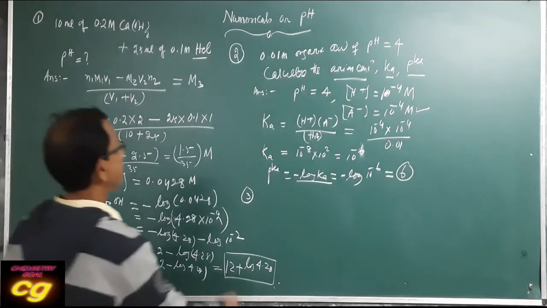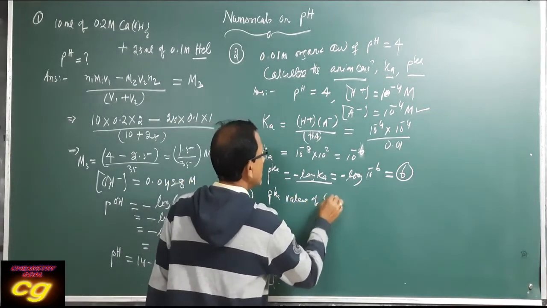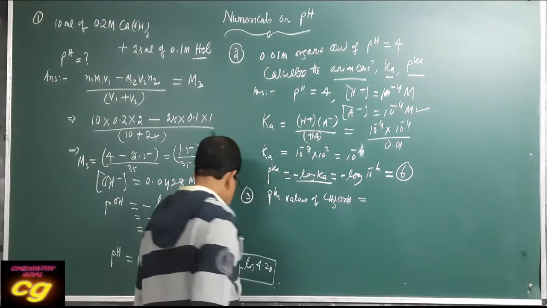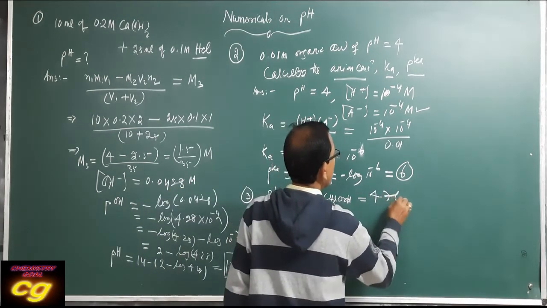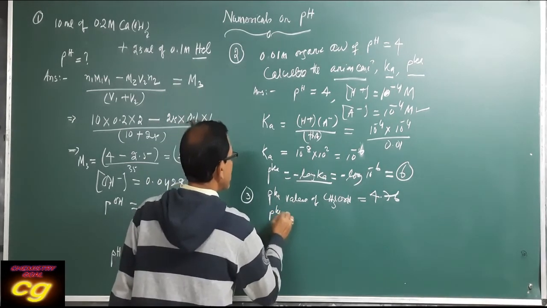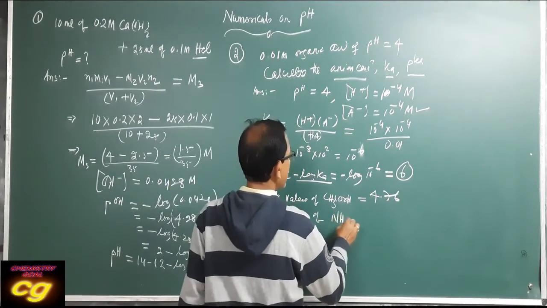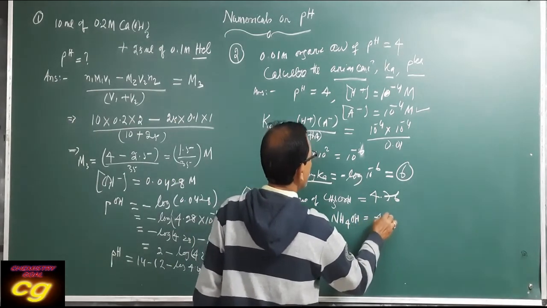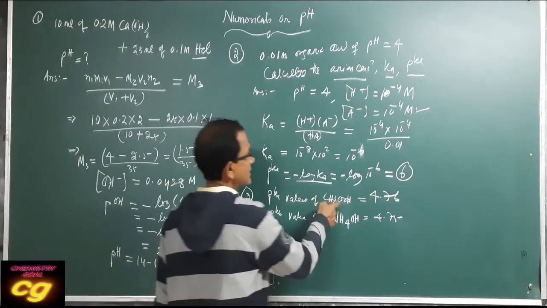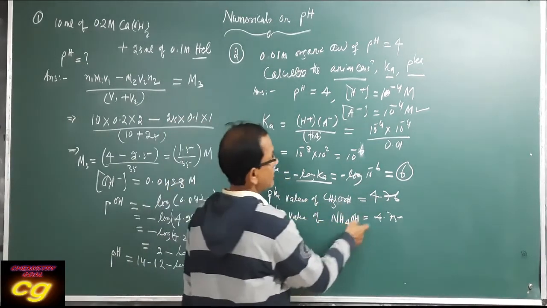The pK value of acetic acid is equal to 4.76, and the pKb value of ammonium hydroxide, another base given, is equal to 4.75. As for the question, the pK value of the acid is this much, and the pK value of the base, ammonium hydroxide, is this much.